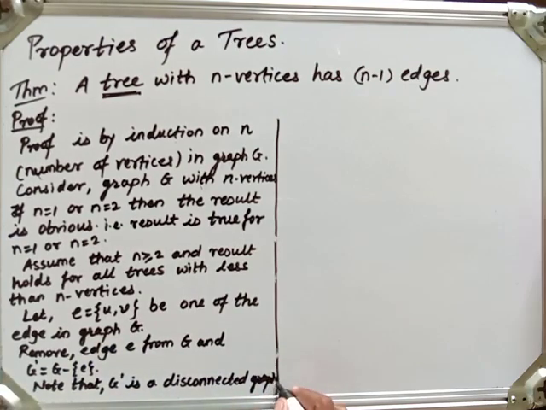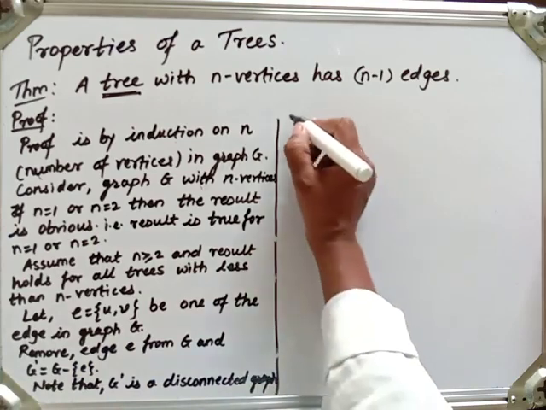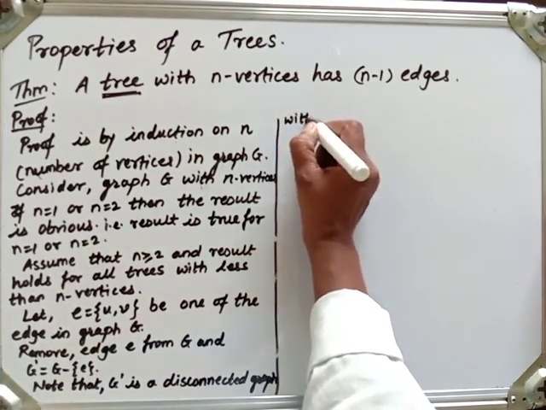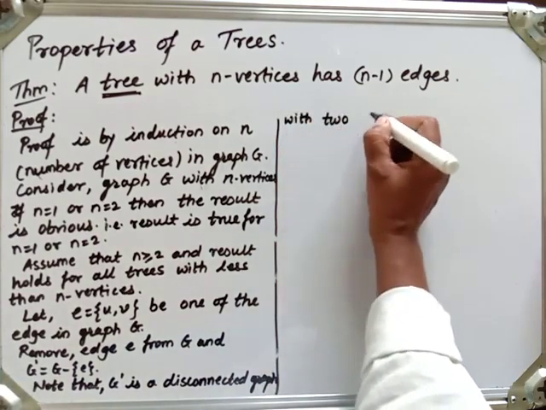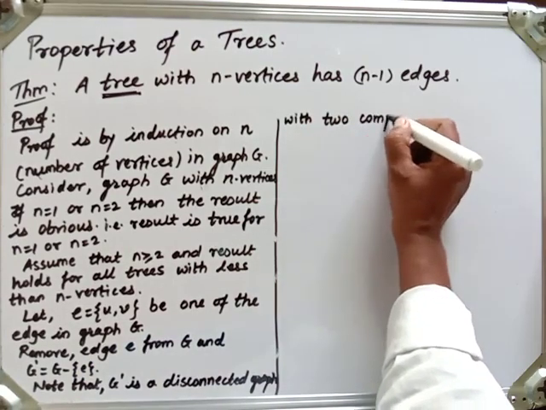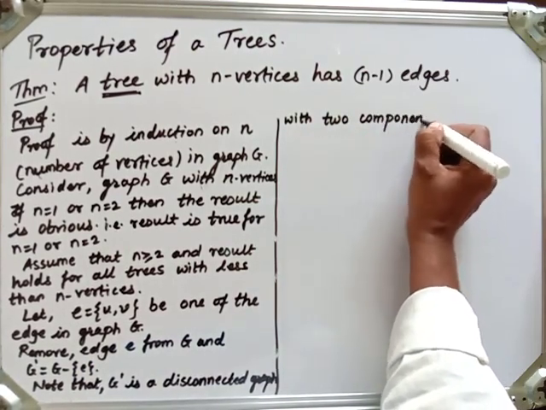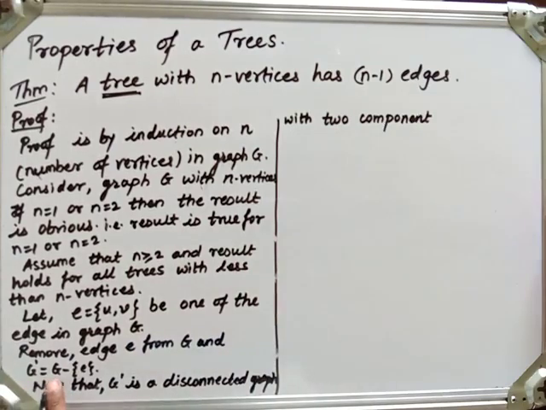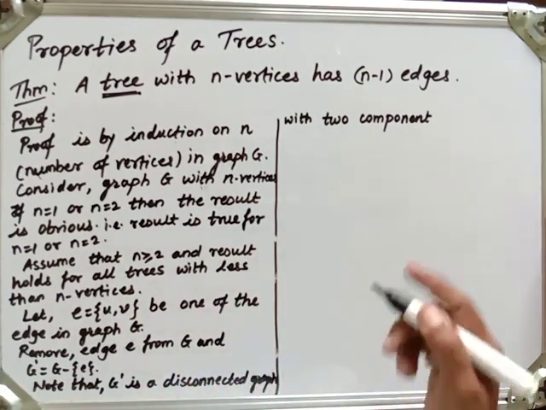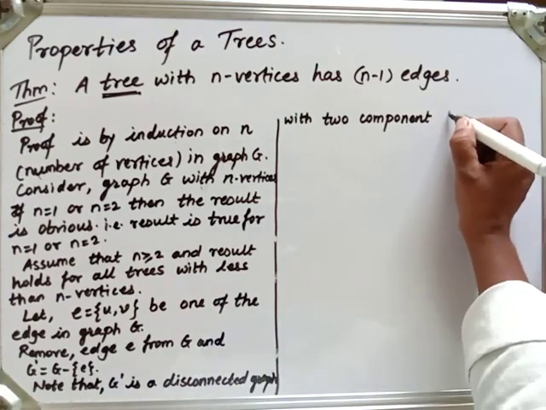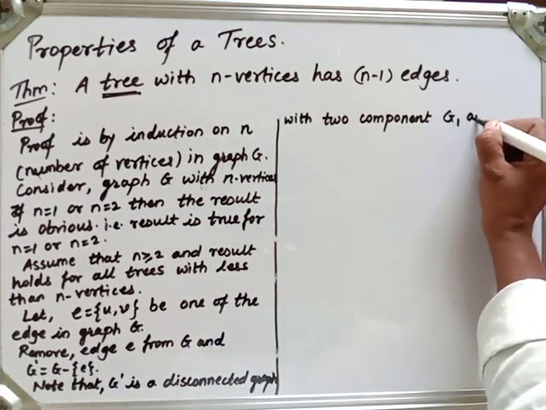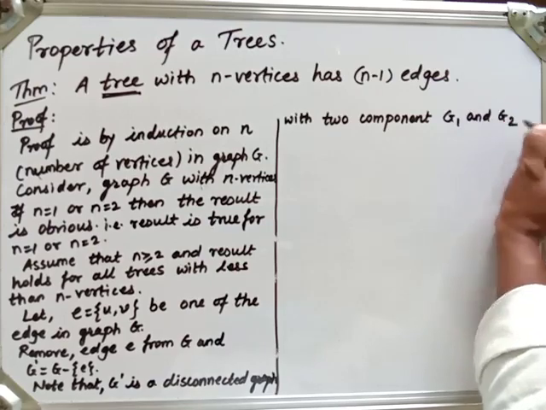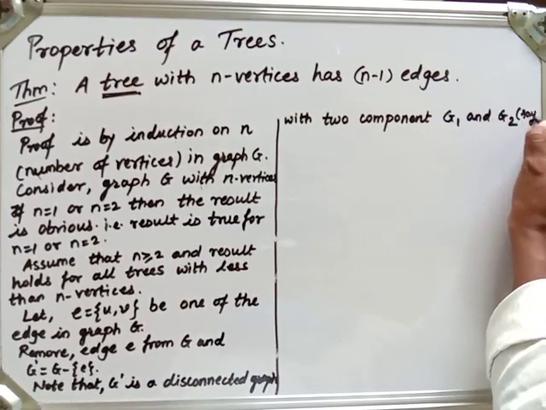G dash is a disconnected graph with 2 components. As we have removed edge E, then this G dash, that new graph, is what? G minus E will become a disconnected graph, because previously it was connected. So if we remove one of the edges, then that will become a disconnected graph with 2 components. Now let us call them G1 and G2.